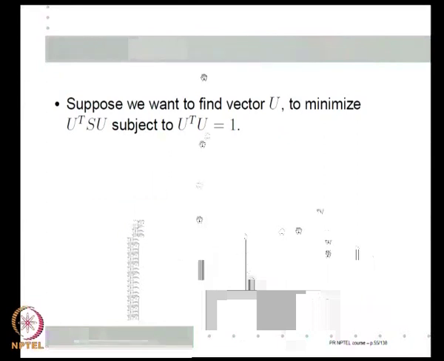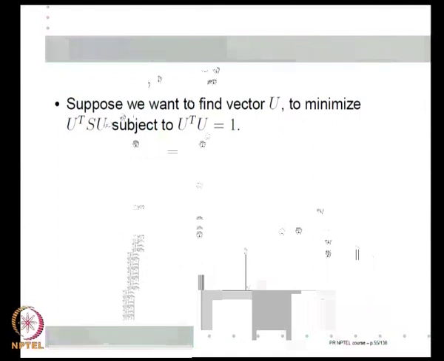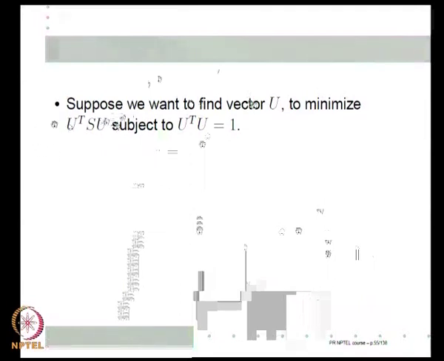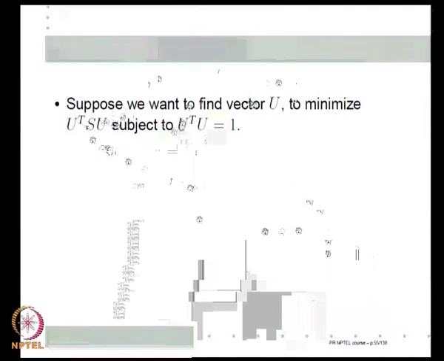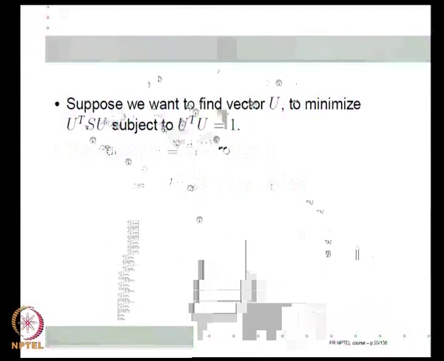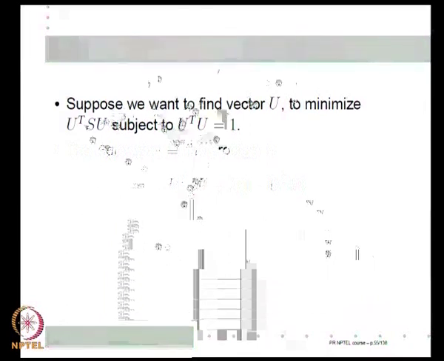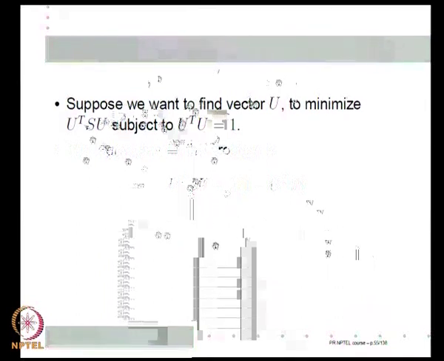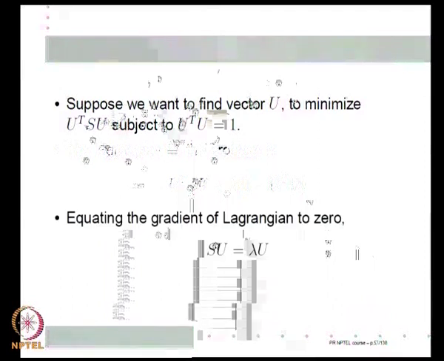Suppose I want to find a vector u to minimize u transpose S u subject to the constraint that the norm of u is equal to 1. This is a constrained optimization problem that we already saw when we started with SVM. So, you want to minimize this objective function subject to this constraint. So, we have to write a Lagrangian. The Lagrangian will be u transpose S u plus lambda times 1 minus u transpose u. This is the Lagrangian for this constrained optimization problem, and to find the optimum we need to equate the gradient of the Lagrangian to 0.